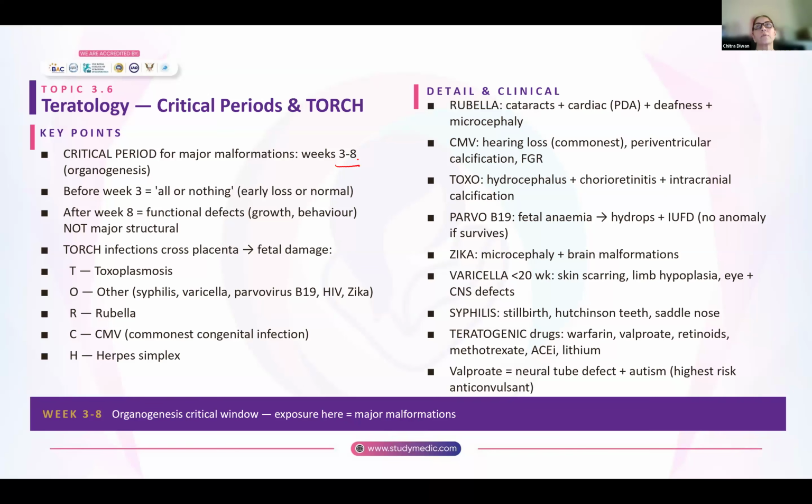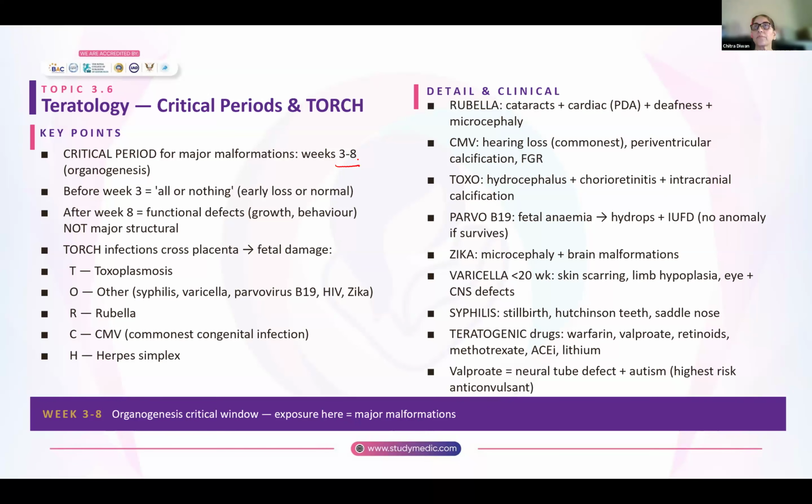Now, what happens with infection with rubella? Remember, it has to be a primary infection. Secondary infections will not lead to this because the mother already has formation of immunoglobulins. So with a primary rubella infection in this critical period of organogenesis, in the fetus you will get cataract, cardiac defects in the form of PDA, deafness, and microcephaly.